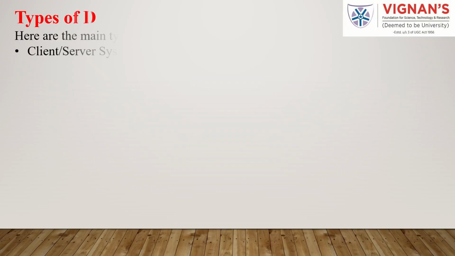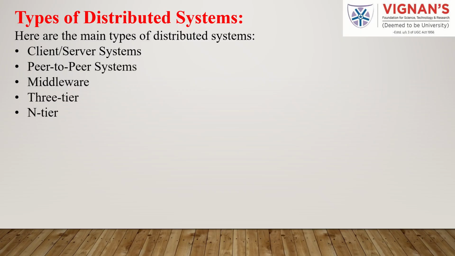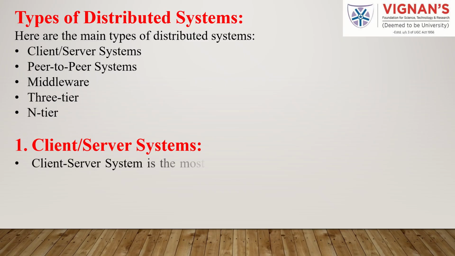Types of distributed systems. Here are the main types of distributed systems: Client-server systems, Peer-to-peer systems, Middleware, 3-tier, N-tier.